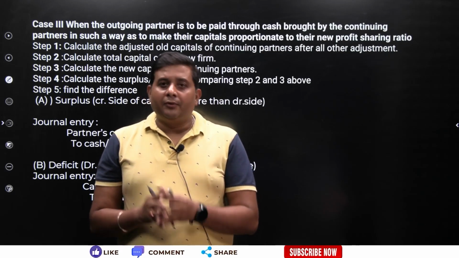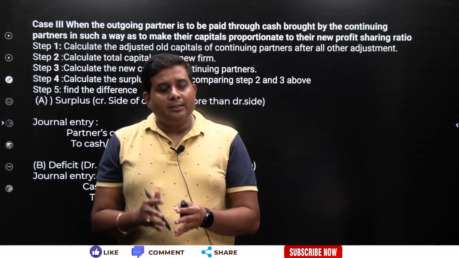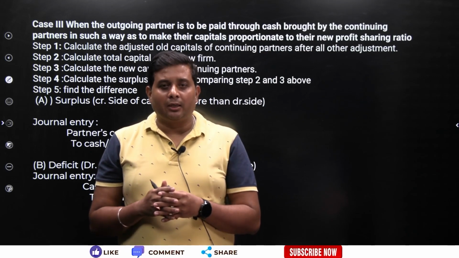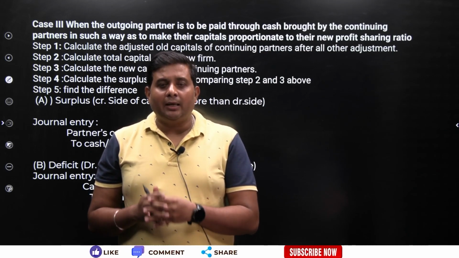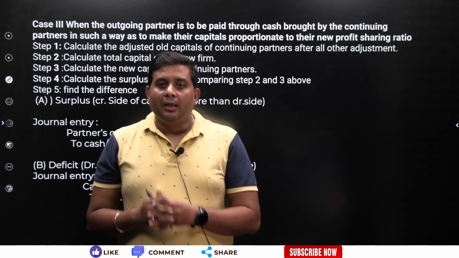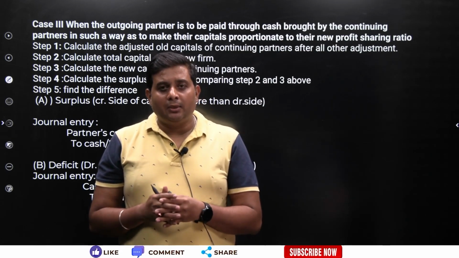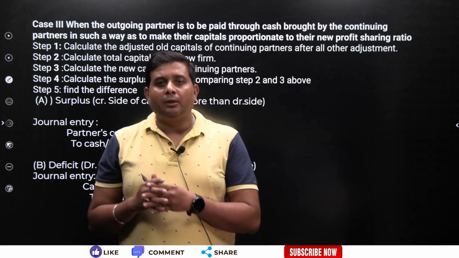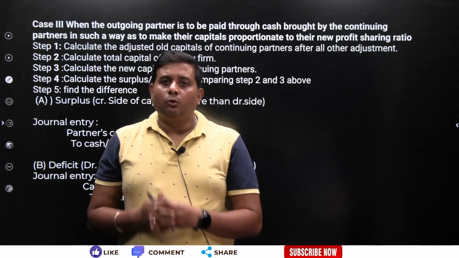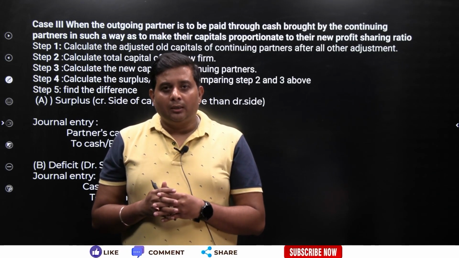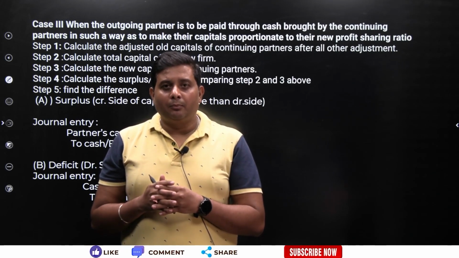And the difference part is same. If the credit side is greater than the debit side, then the same entry has to be passed: partners' capital account debit to cash/bank/partners' current account. And if the debit side is greater than the credit side, then again the same thing: cash/bank/partners' current account debit to the concerned partners' capital account. So these are broadly the conditions, these are the steps.